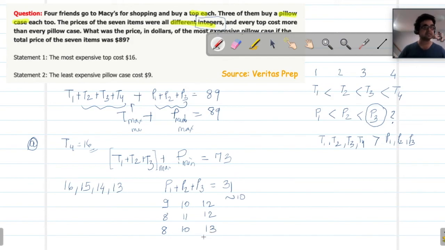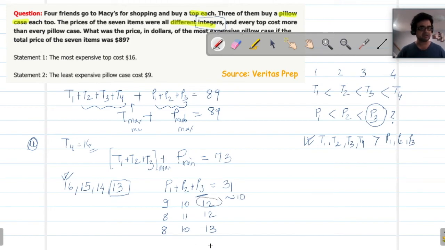But can this be 13? It can't be, right? Because T1 is already 13. So P3 has to be less than 13 based on this property right here. So it can't be 13. So you can't actually increase P3 beyond 12. Means that we have figured out a maximum value of P3 here, right? In this case where T4 was given to be 16, we have figured out the maximum value can be 12.